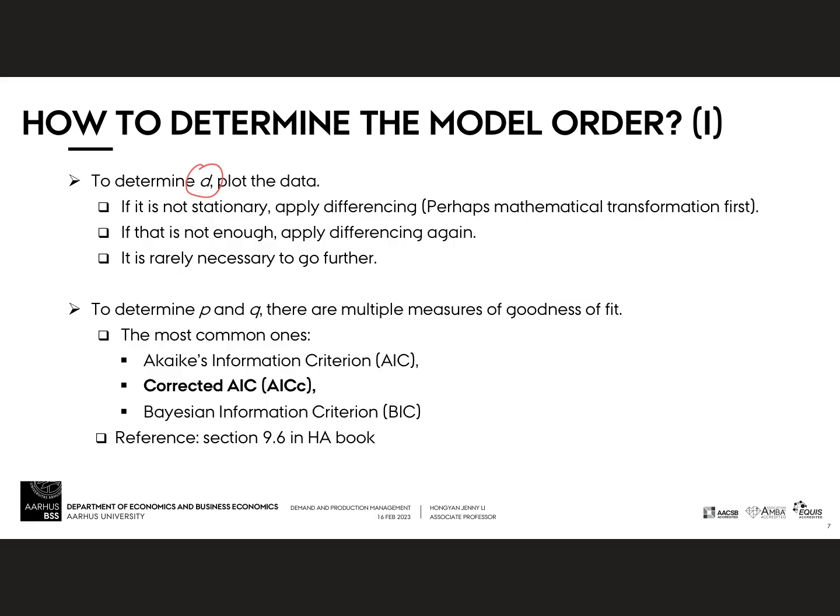In order to decide p and q values, we need to use some statistical values. They are called the Akaike information criterion, the corrected AIC values, and the Bayesian information criterion values. I will give this formula later in the slides, but it's better if you refer to the textbook sections.